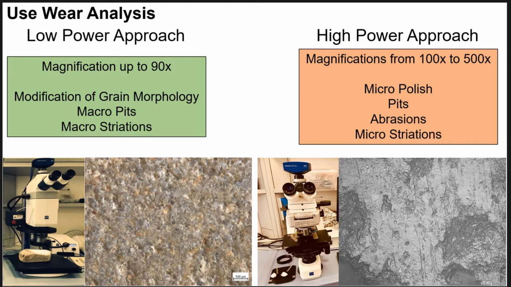We record what we see on the surface as macrowears. For example, the modification in grain morphology, macropits, or macrostriations could affect the surfaces and are due to use. And at higher magnifications, we look at micropolishes, micropits, abrasions, and microstriations, which are related to each activity and the materials that we process.